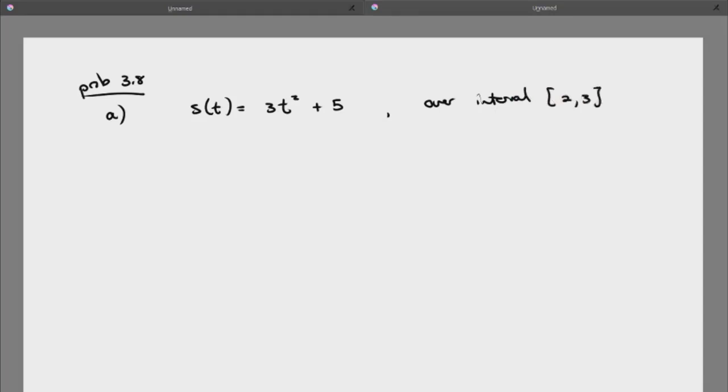Let's look at problem 3.8, number A, for example. There I have my function, which is a distance function, 3t squared plus 5. And I'm looking at the interval of t values 2 to 3. So that interval refers to the input variable, which is the t variable in this case.